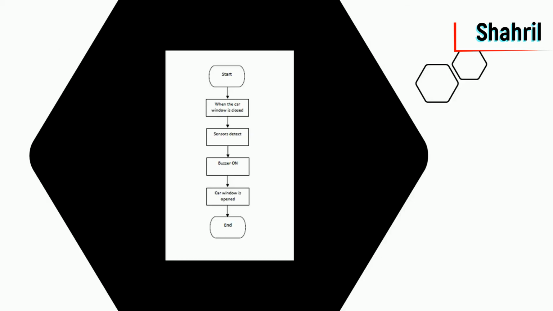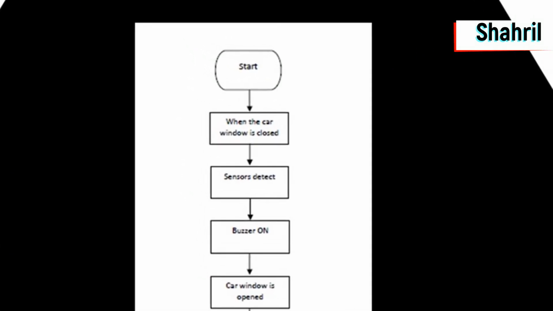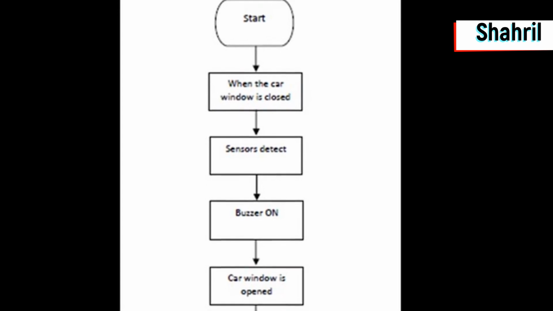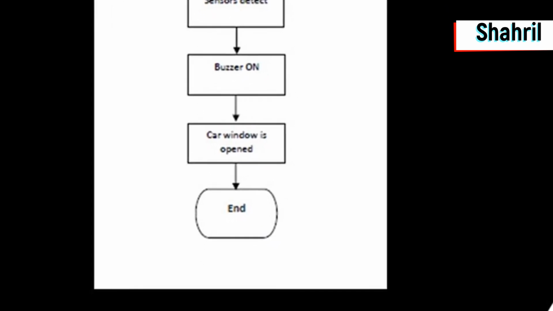So for the general flowchart, there will be 4 processing blocks. The first one: when the car window is closed, the sensor will detect and turn on the buzzer. The driver needs to respond by opening the window.